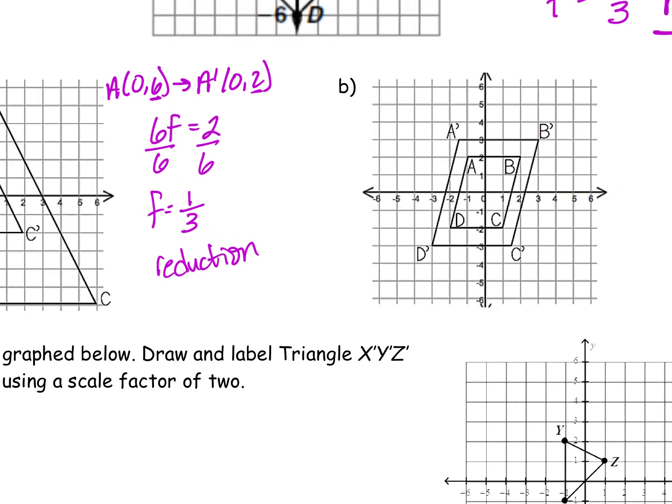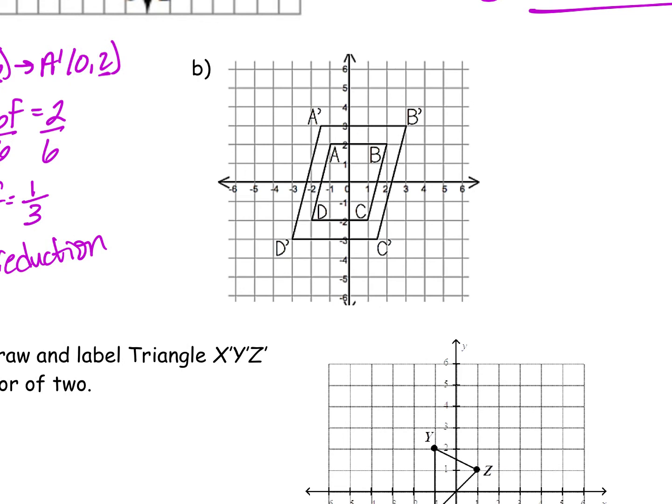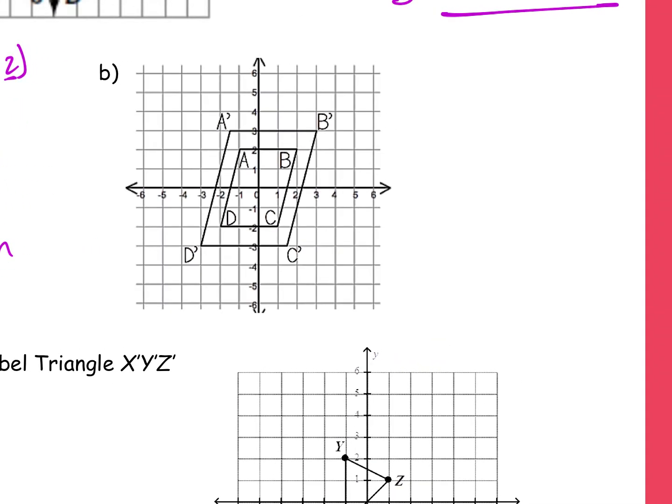Okay, B. Pick a point. Which one? A, B, C, or D? It doesn't matter. Pick one. C. She picked C. Which one? C. Okay, awesome. Where is C at? Not C prime, C. Oh, okay.